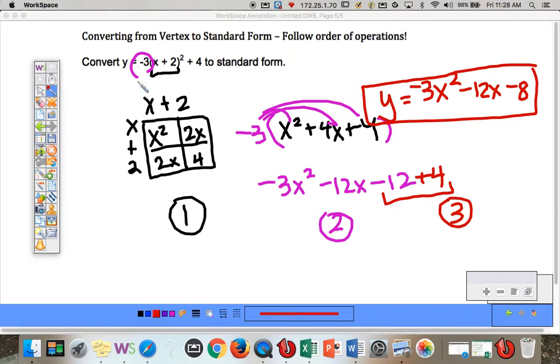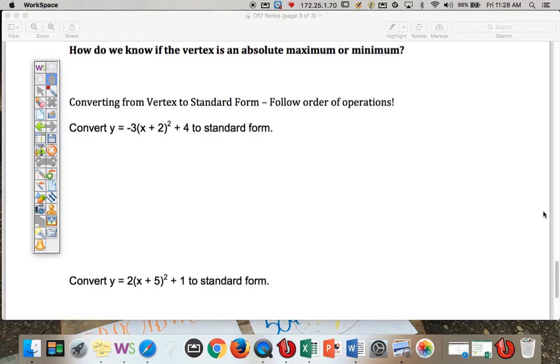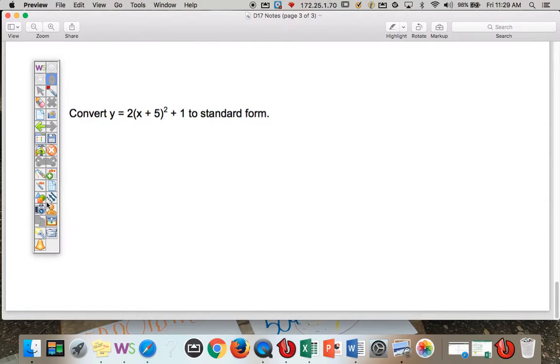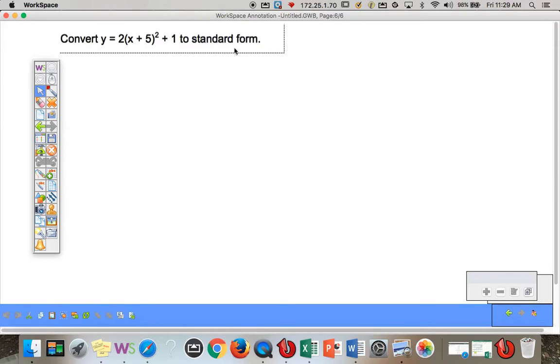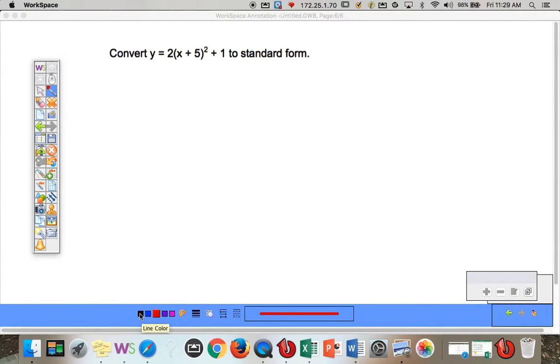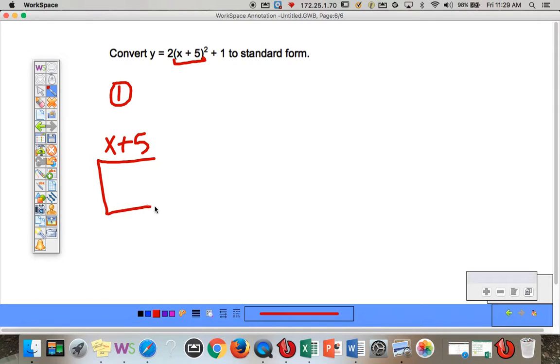All right, let's try this one more time. Again, just order of operations. Convert to standard form. First step is just multiply out x plus 5 squared. X plus 5, x plus 5. We'll get x squared, 5x, 5x, and 25. So let's write that out. X squared plus 10x plus 25.